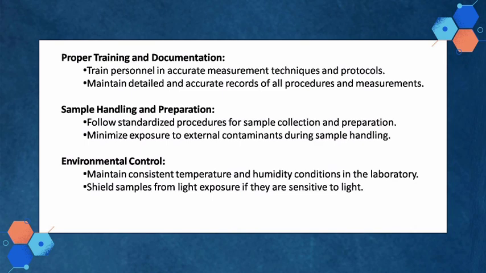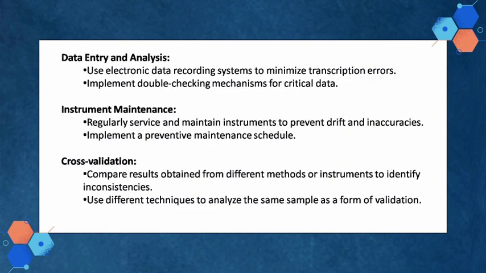Fifth, environmental control. Maintain consistent temperature and humidity conditions in the laboratory. Shield samples from light exposure if they are sensitive to light. Sixth, data entry and analysis. Use electronic data recording systems to minimize transcription errors. Implement double-checking mechanisms for critical data.